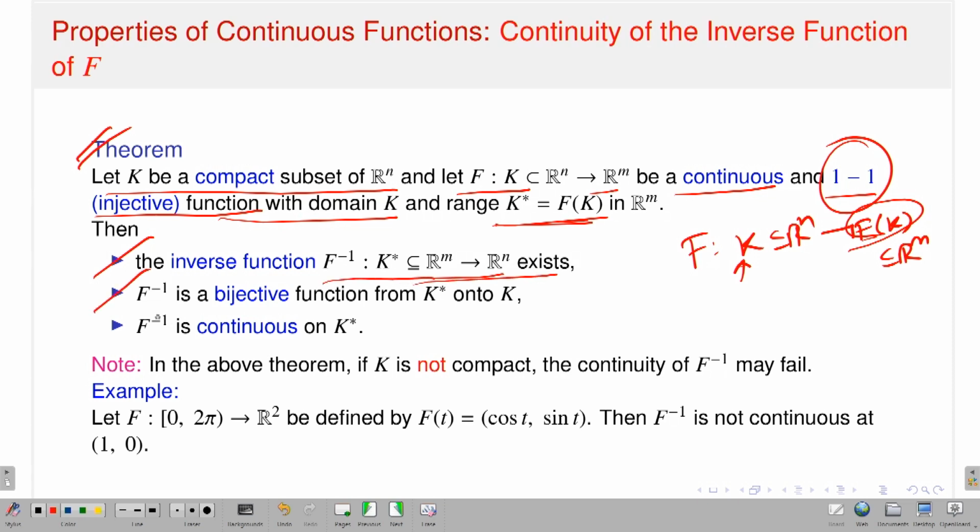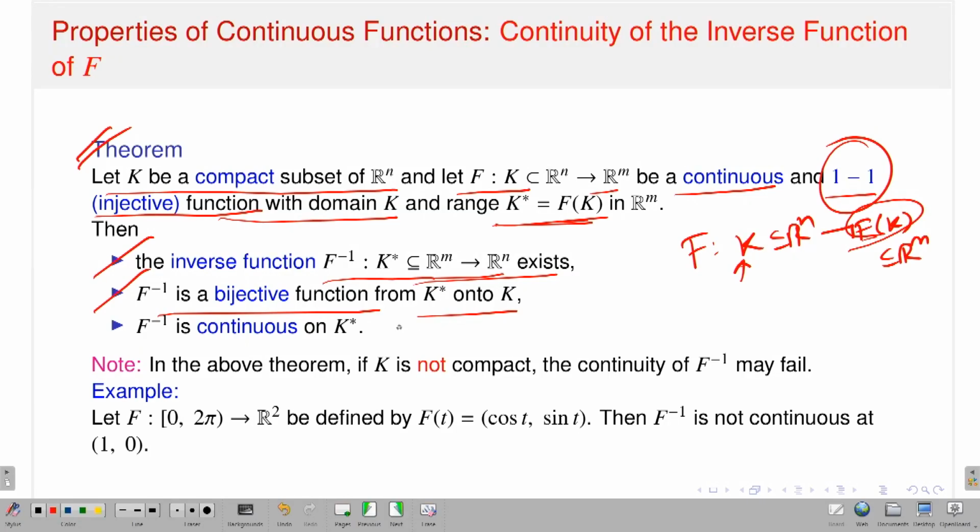Number 2, F inverse is a bijective function from K star to K. Injectivity on K is given. If you consider the image set f of K, the range, denoted as K star, then F is injective and bijective from K to K star. Therefore the inverse function exists, and it is also bijective from K star to K. Moreover, capital F inverse is continuous on K star.